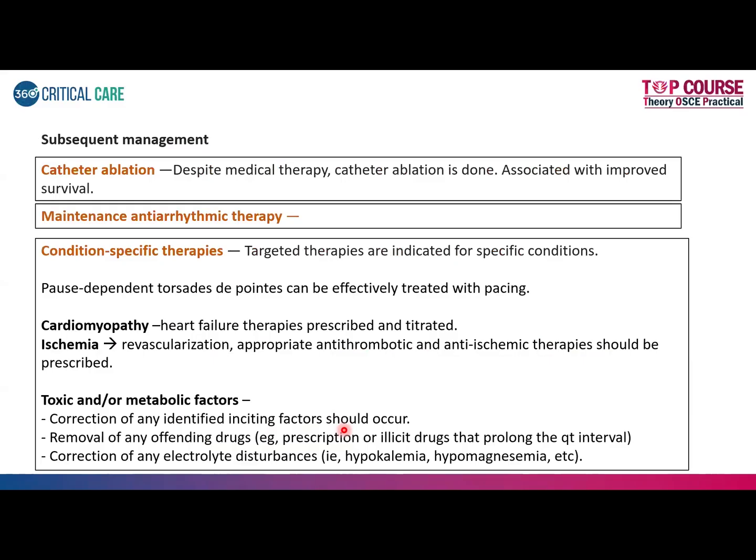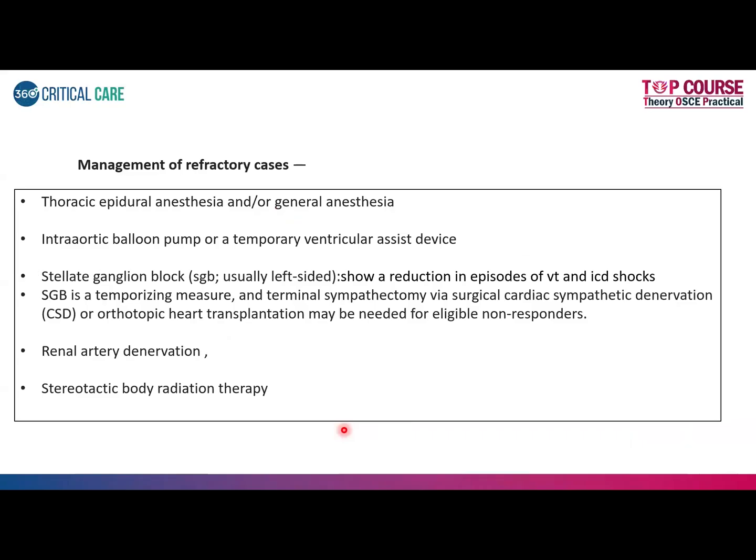Subsequent management may involve catheter ablation, maintenance of the antiarrhythmic therapies, and condition-specific therapies. For example, pacing might be needed, heart failure therapies, any kind of revascularization, correction of electrolytes, removal of any offending drugs, okay, and any inciting factor that needs to be removed should be removed.